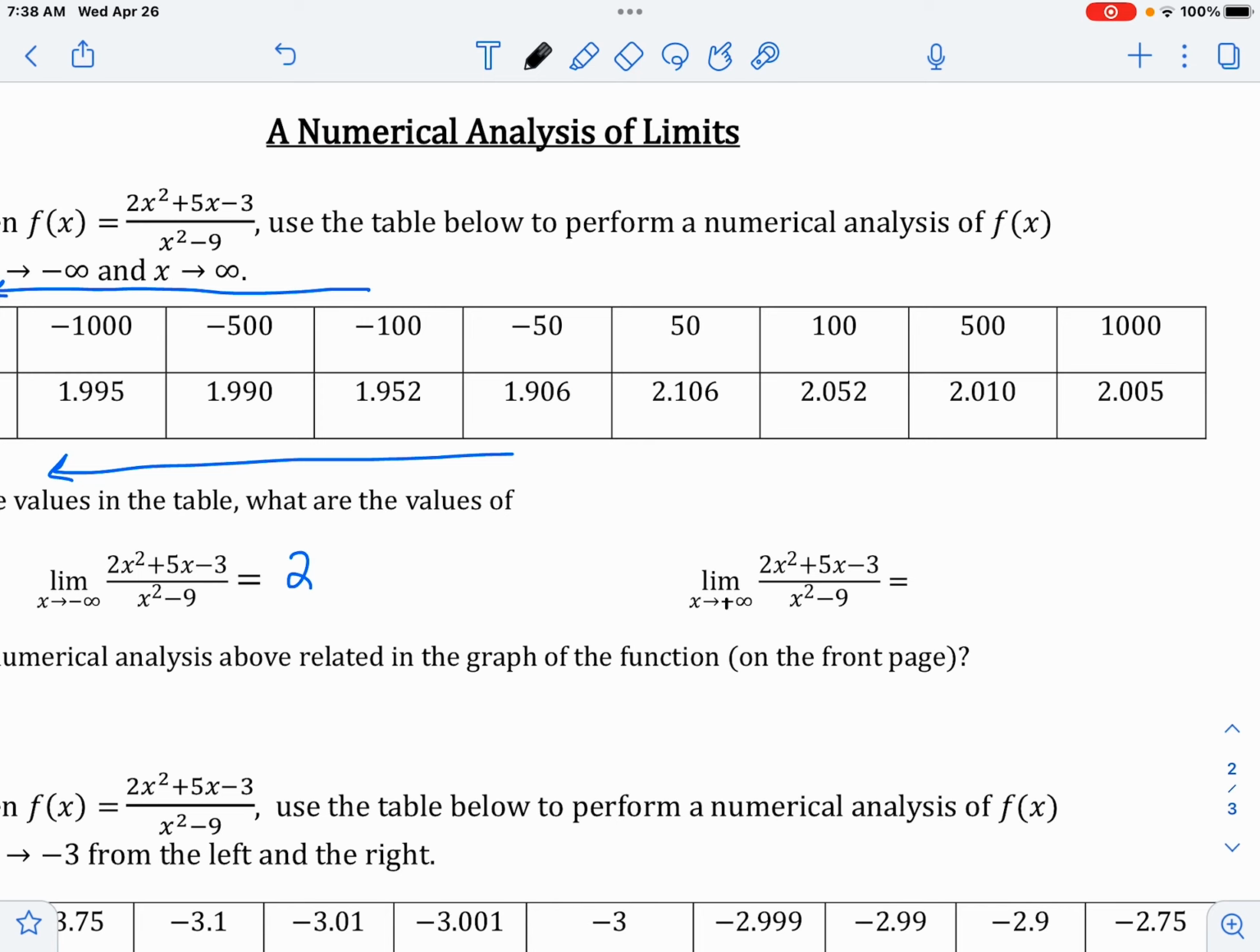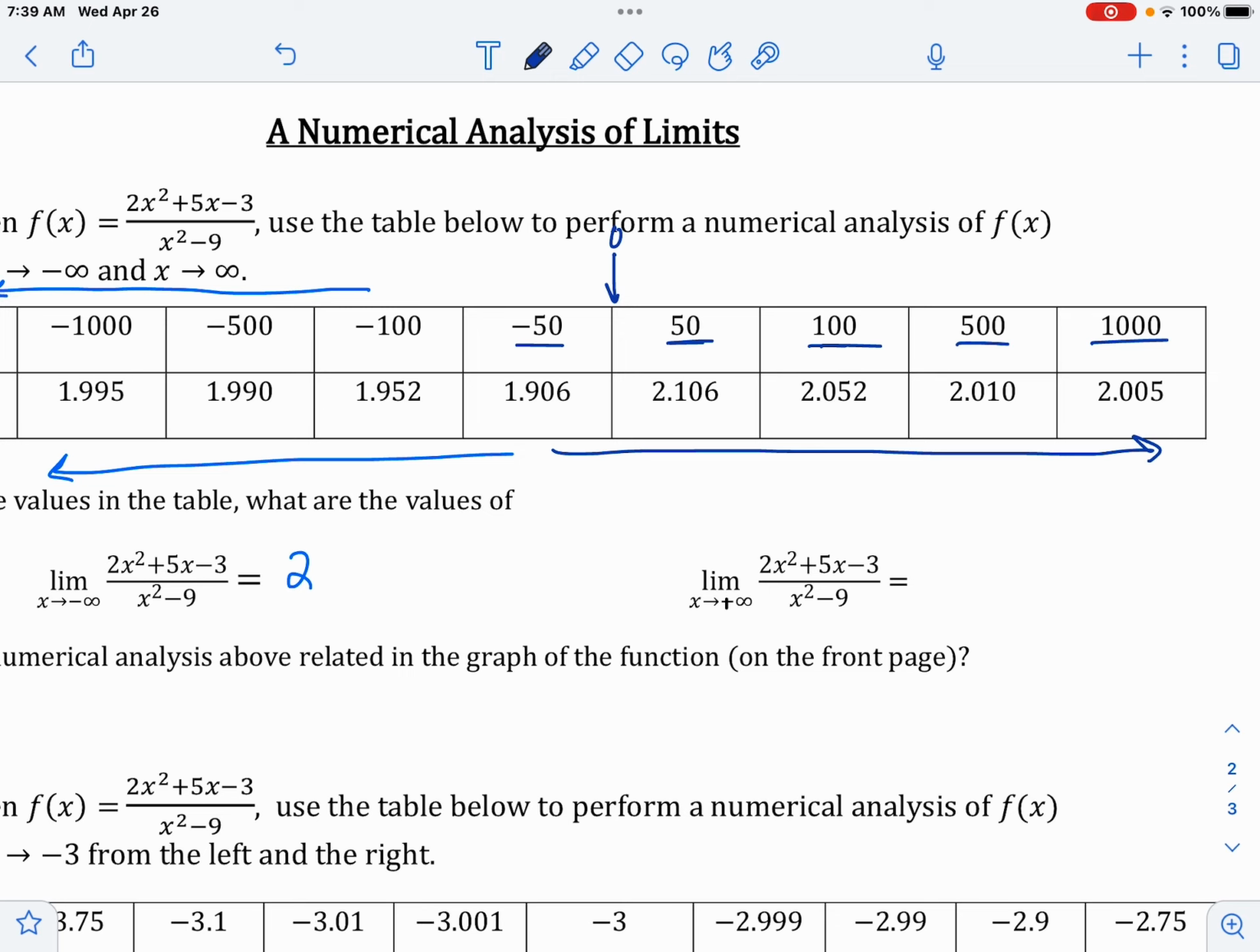Positive infinity, or just infinity. What's happening? As we look to the right, as our x values get bigger and bigger, so 50, 100, and I can look from negative 50 to 50 to 100, you're just looking for it to get bigger and bigger to 1,000. What's happening to your y values? So 1.906, sorry, because there's 0 right here.